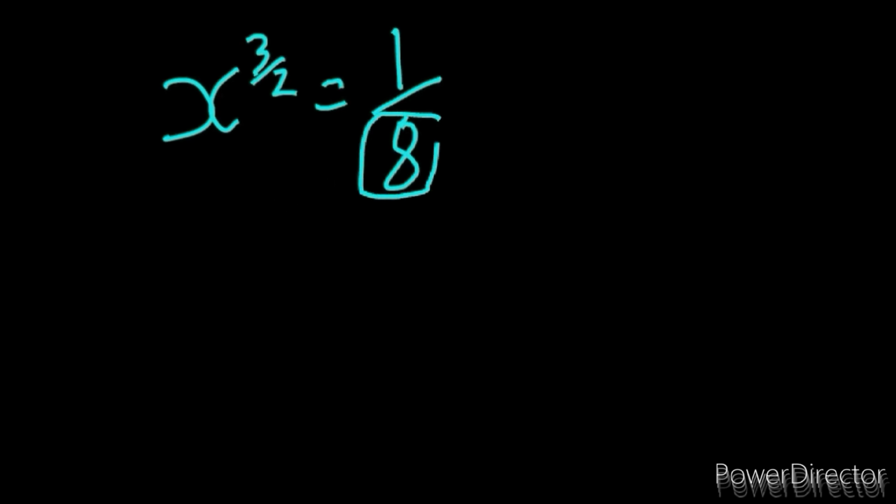Now 1 over 8 is the same as 2 cubed. There are 2 ways to solve it. We can solve it with the calculator. We can also solve it without the calculator.